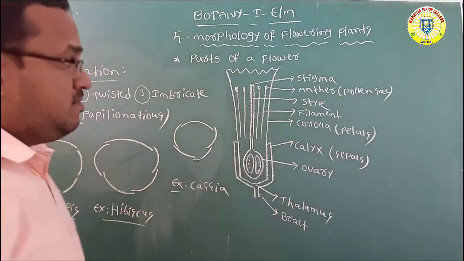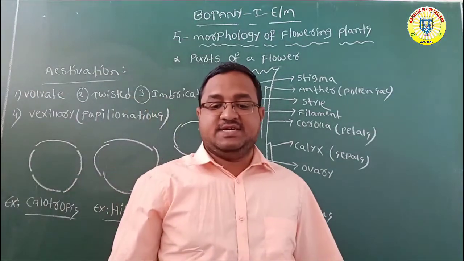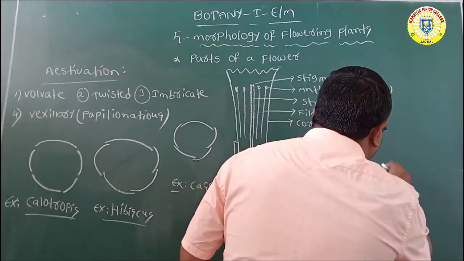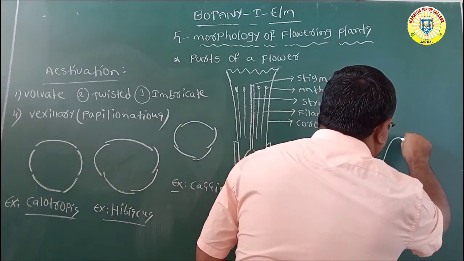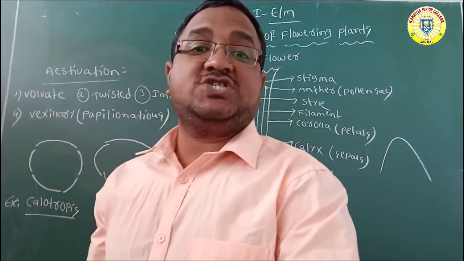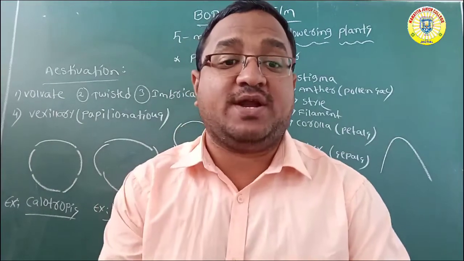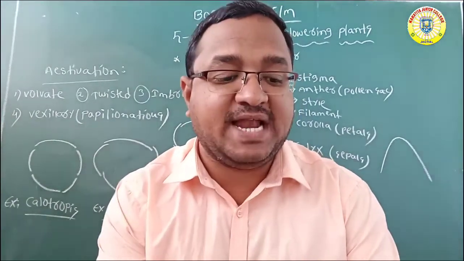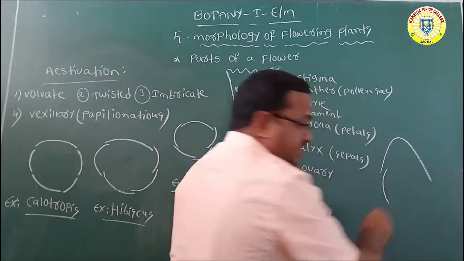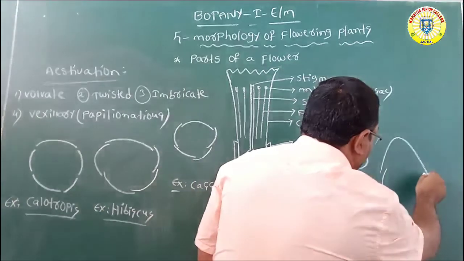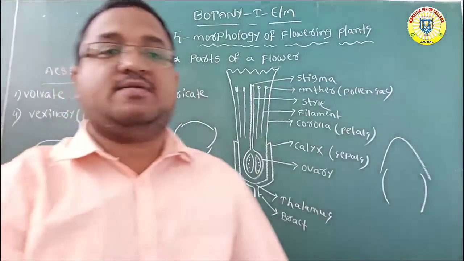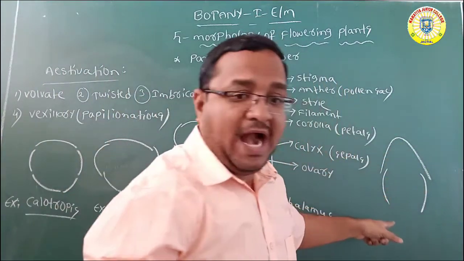But what happens in peas or beans? There are 5 petals. The largest one is called standard. The largest one overlaps the 2 lateral petals.